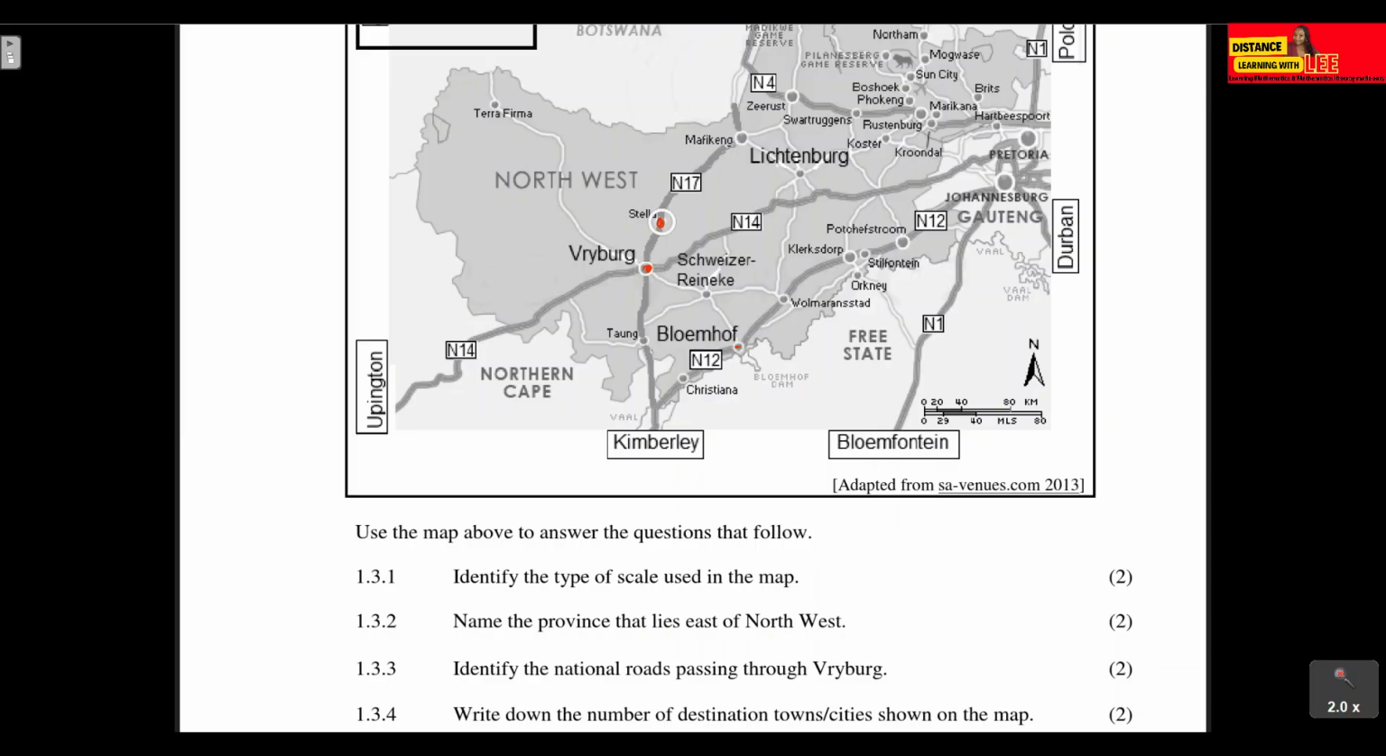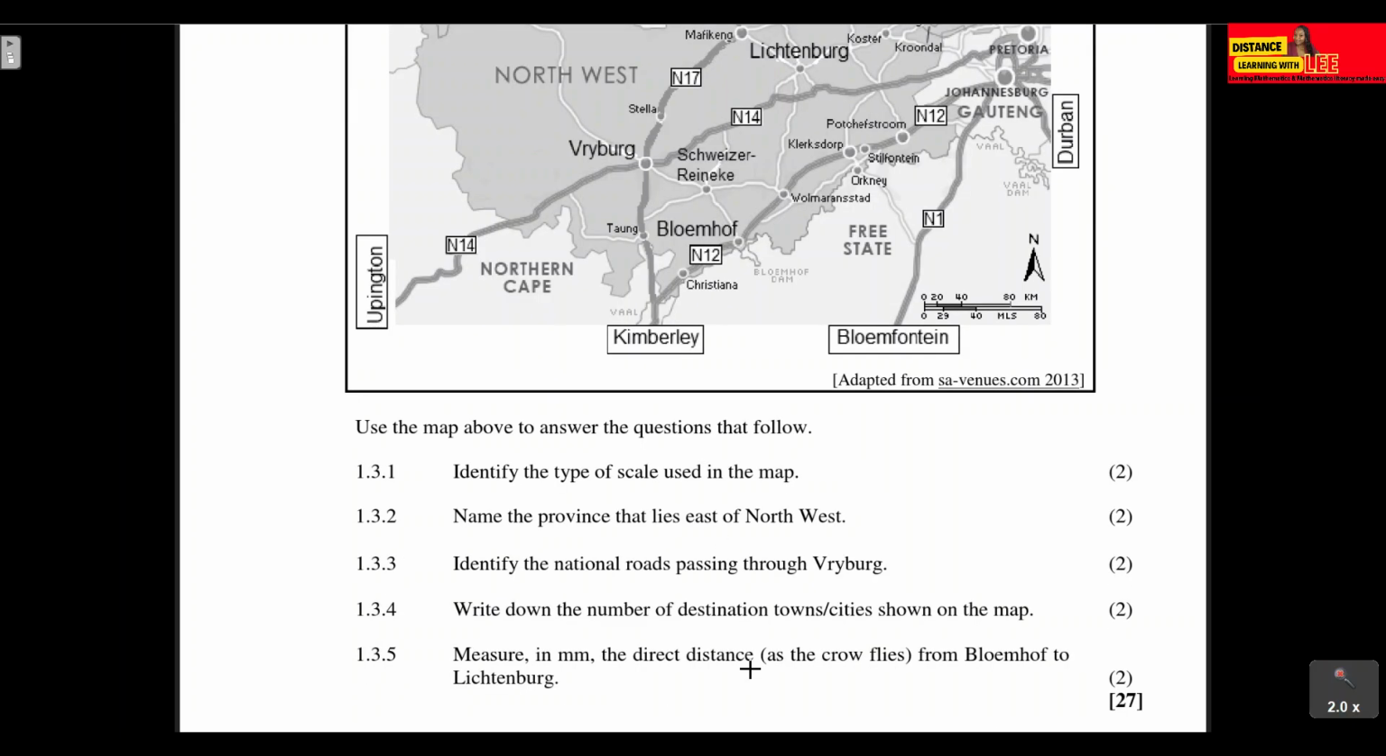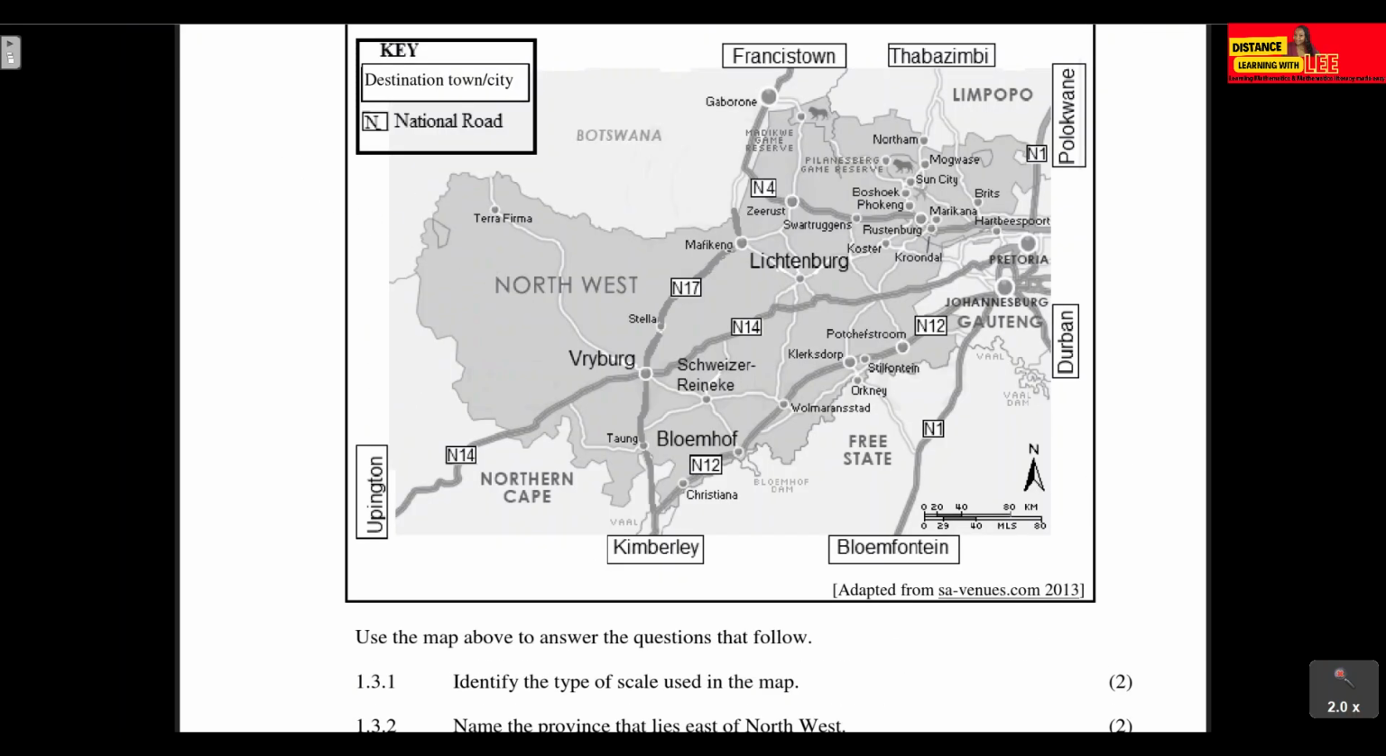For Stella, this is the dot for Stella. For Mafeking, this is the dot for Mafeking. For Glasdorp, this is the dot for Glasdorp. So you need to make sure that the place goes with its dot. Don't make the mistake of thinking that you just need to look at the name and ignore the dot. The dot actually goes with the place. So we need to measure the distance in millimeters from Blomwolf to Lichtenberg. Where is Blomwolf? Like I mentioned, this is my Blomwolf. I'm just going to quickly highlight that. Where is my Lichtenberg? Let's quickly find it on the map. That is Lichtenberg.